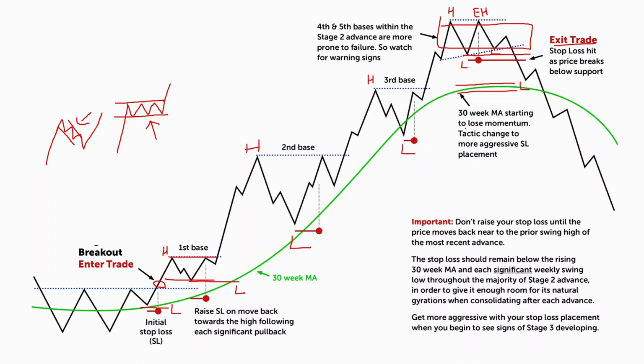The 30 weekly moving average starts to lose momentum. Tactic changes to aggressive stop loss placement. Don't raise your stop loss until price moves back near the prior swing high of the most recent advance.